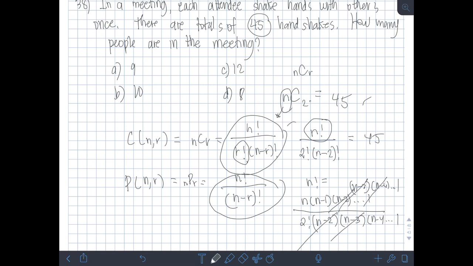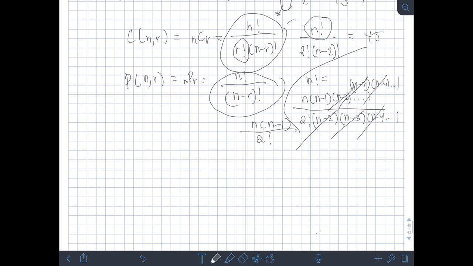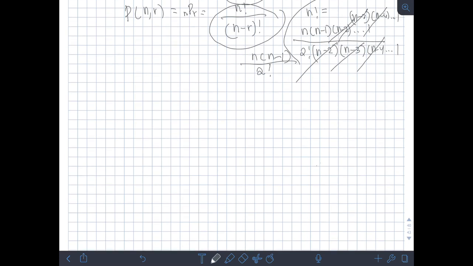So, makakancel natin lahat to. Therefore, matitira ito na lang expression na to, n times n minus 1 over 2 factorial. So, therefore, equate natin itong n times n minus 1 over 2 factorial sa 45. The 2 factorial natin ay equal sa 2 times 1 or simply 2 na lang. Equals 45. So, multiply natin both sides of the equation by 2 para makancel yung denominator na 2.